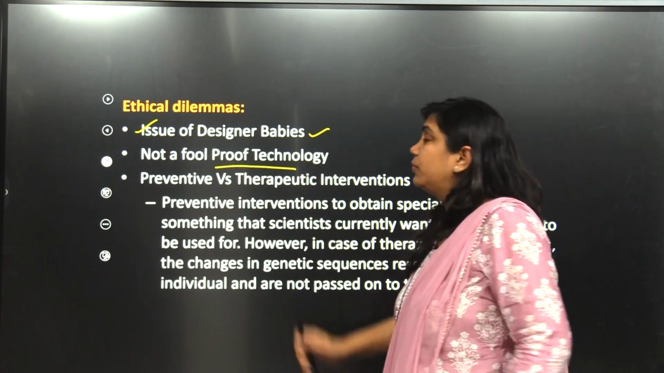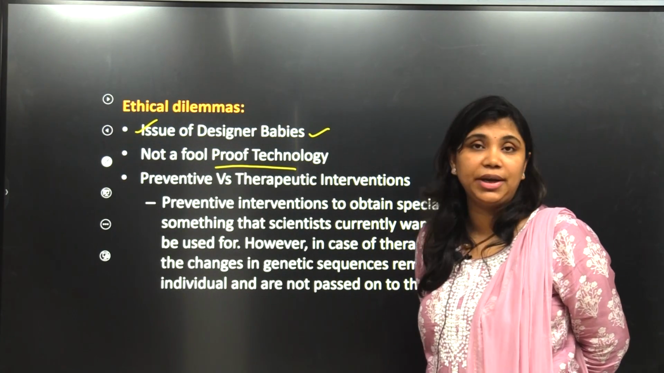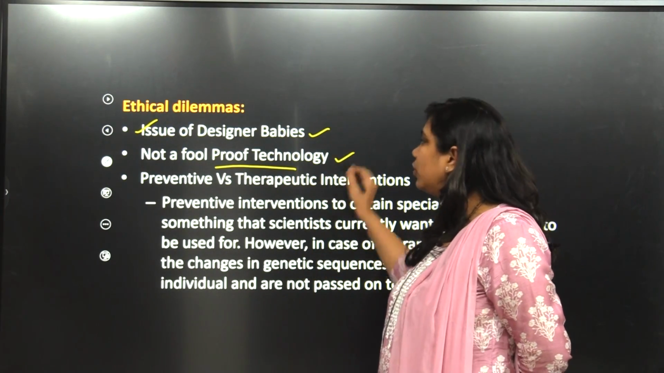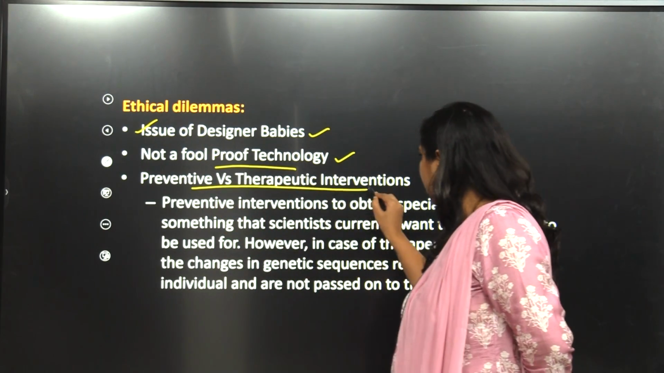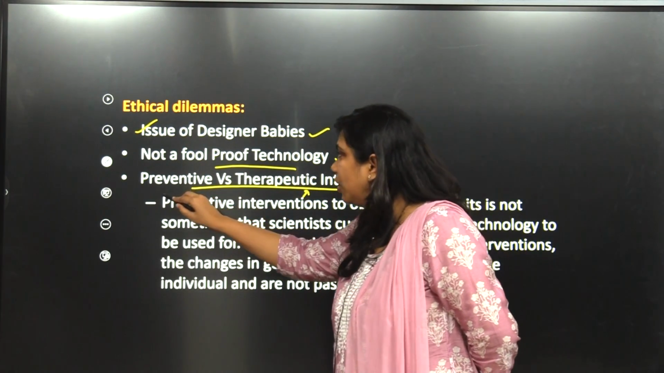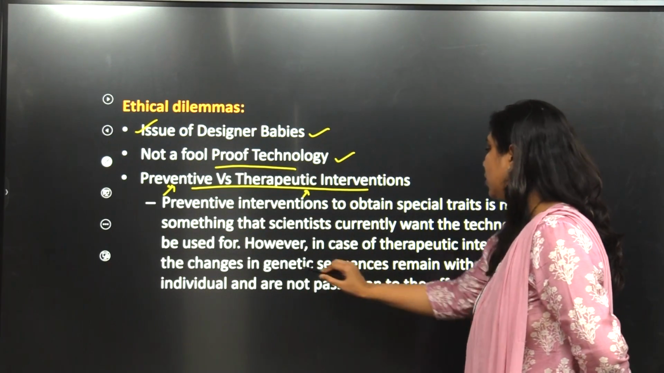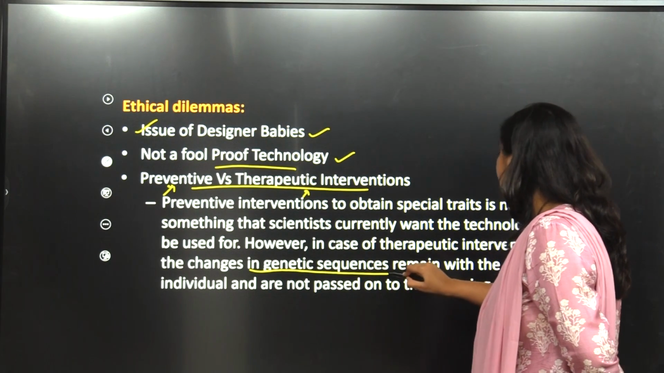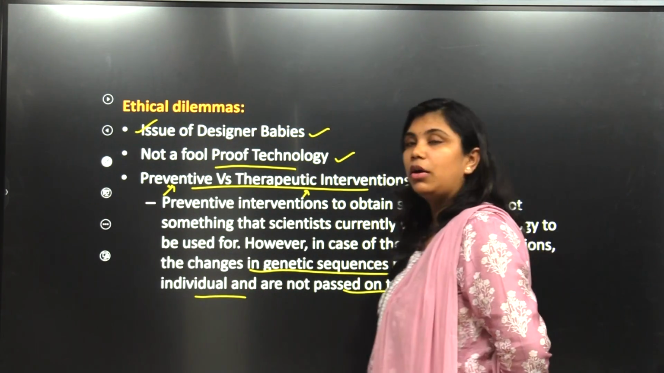Definitely it is not a foolproof technology, even though it is an easier, faster and more accurate one. People want it to be a therapeutic intervention rather than a preventive one. So they want it to be therapeutic. The changes in the genetic sequences will remain in the individual and not be passed on to the offspring.